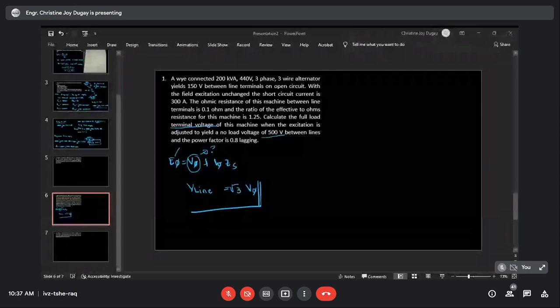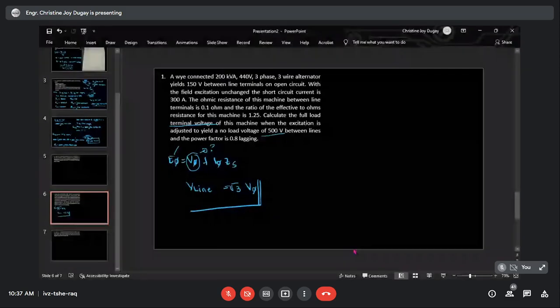Ayan. So, since may nagsagot na, according to Mr. Miguel, that is 41, no? So, let's see if tama yung sagot niya, no? Or let's check. No? Okay, so, based on our problem, so, V-line ang unknown natin, no? So, E-phase is also unknown.